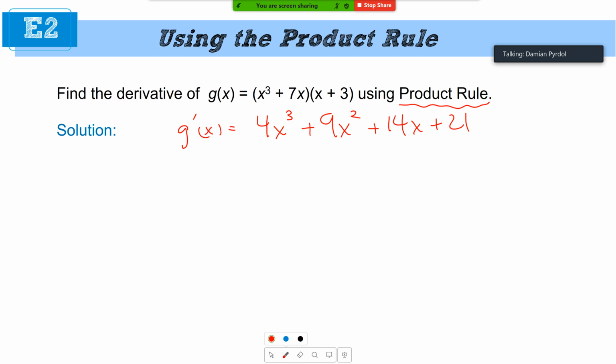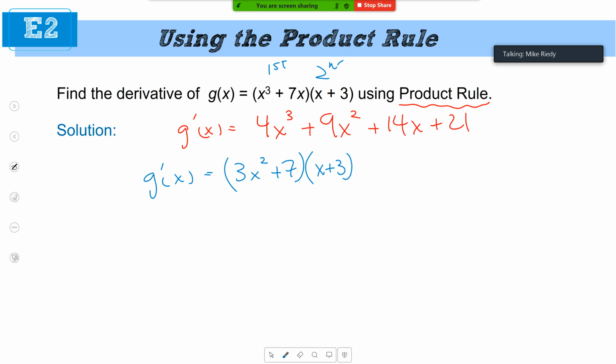What do we got? All right, to find the derivative of g of x, I first did the derivative of f of x, which I got to be 3x squared plus 7. And that would be multiplied by g of x, just the regular, so it would be x plus 3, multiplied by x plus 3. Good. Okay, so hold on, let me interrupt for a second. So derivative of the first, we're going to call this the first, we're going to call this the second. Derivative of the first times the second plus, go.